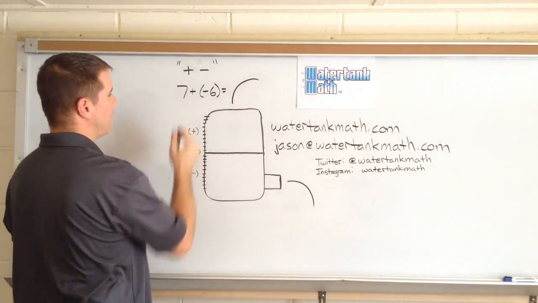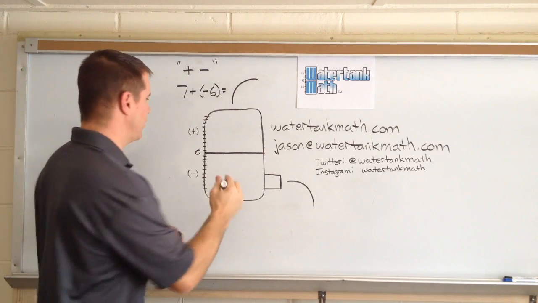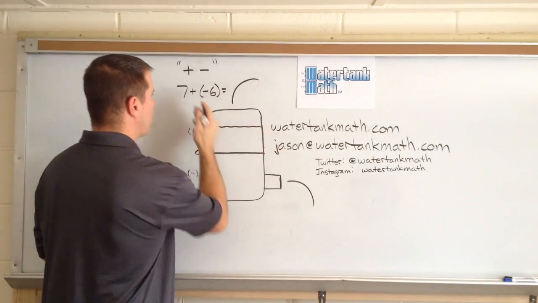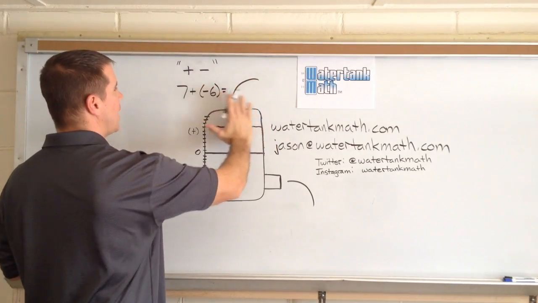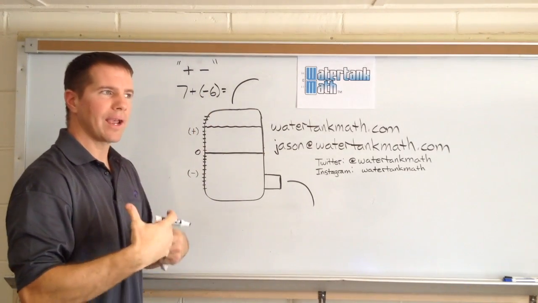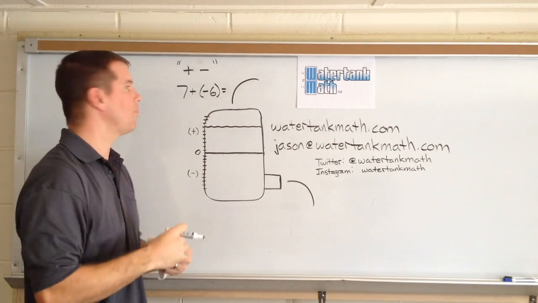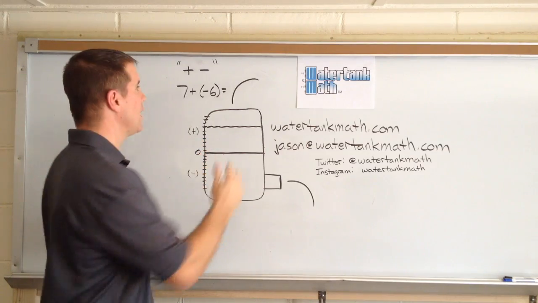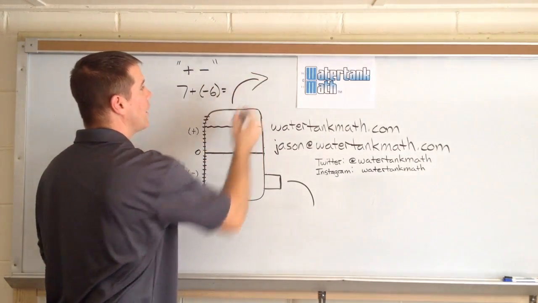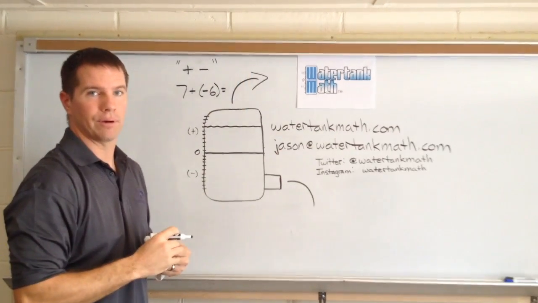So again, 7 tells them that the water level is higher than normal. So 1, 2, 3, 4, 5, 6, 7. The plus sign tells me again that something's going to be happening up here at the top. But now the next value is a negative. So kind of like the opposite, the water's going to go the opposite way. So instead of the water coming in from the top, the water is going to be going out of the top. So think about that.